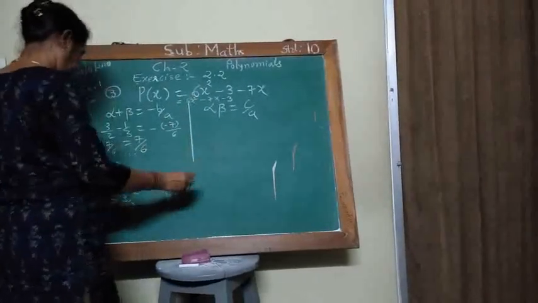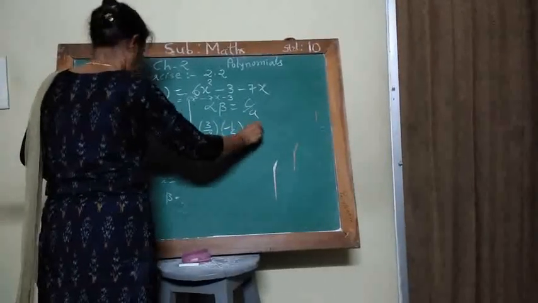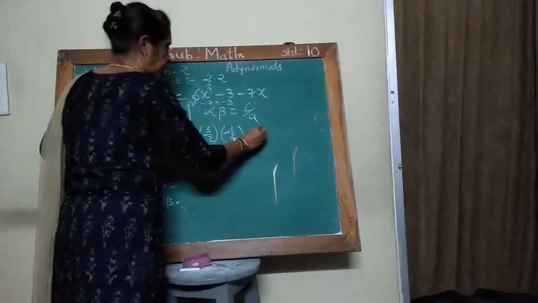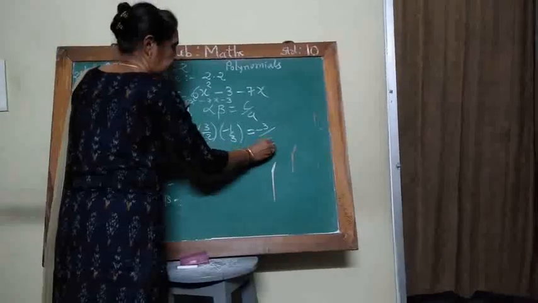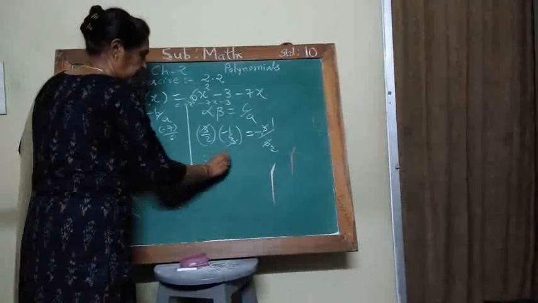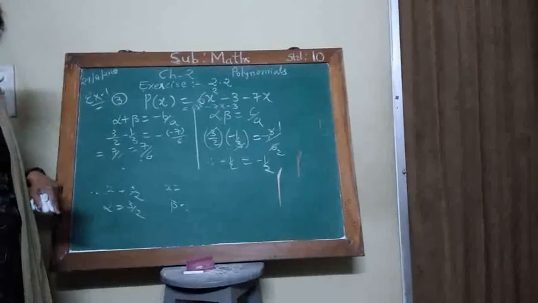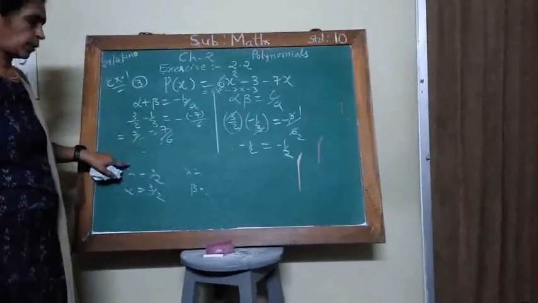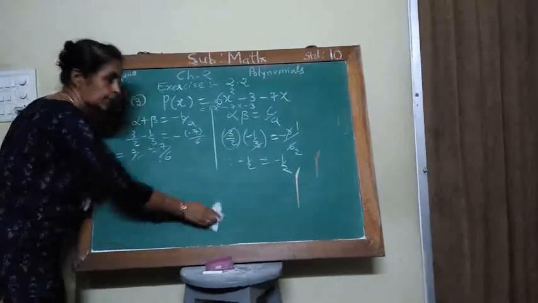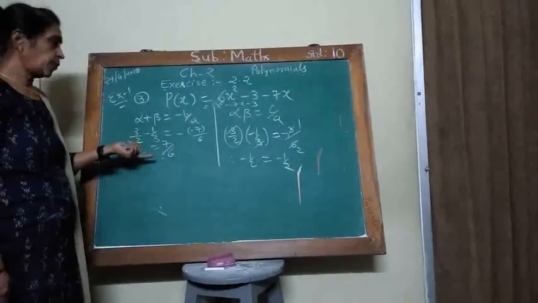Here also, put alpha equal to 3 by 2 and beta in 2 brackets. See what is the value of C here. C is the constant term, minus 3, upon A, which is 6. Here 3 cancels, so minus 1 upon 2 is equal to minus 1 upon 2. So both sides become equal, and this is the relation we have verified. So at last you have to write: we have verified the relation of the zeros of the polynomial with the coefficients of the polynomial.